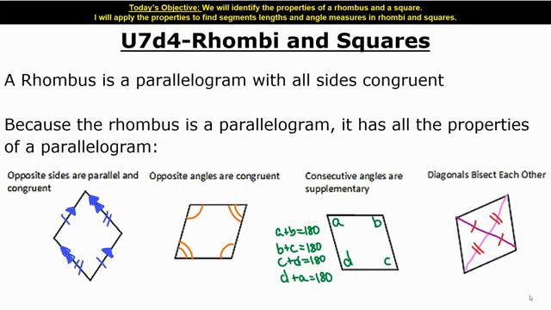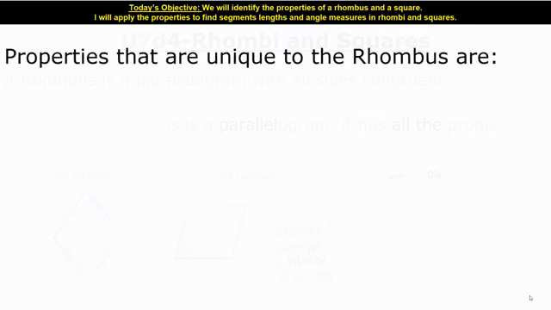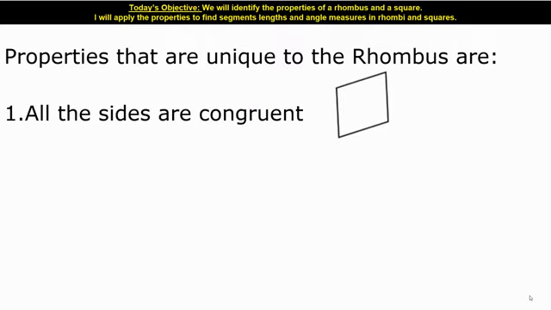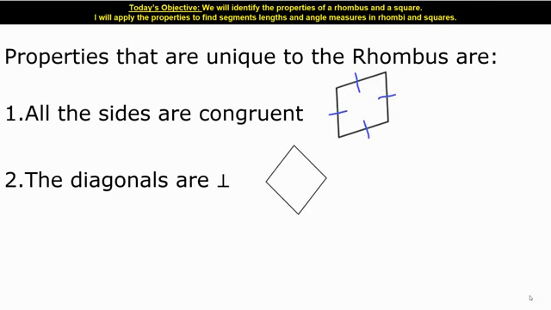So what makes the rhombus unique? Properties that are unique to a rhombus are 1, all the sides are congruent. 2, the diagonals are perpendicular. Remember, that means that our diagonals will intersect at a 90-degree right angle.